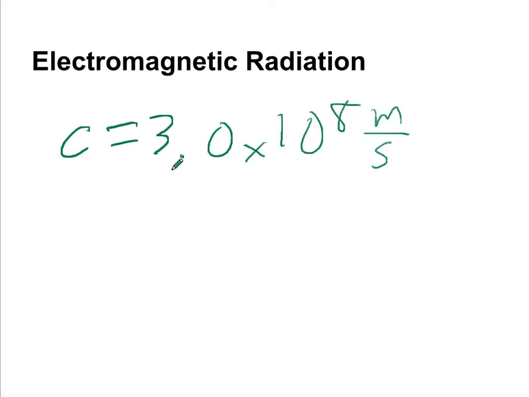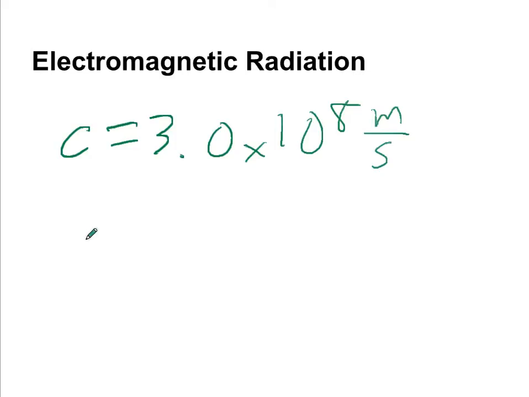A property of wavelength and frequency, we know that they are inversely related. That means that when one goes up, the other is going to go down. When the wavelength increases, the frequency is going to decrease. The opposite's true. When the frequency increases, that means the wavelengths are getting shorter.